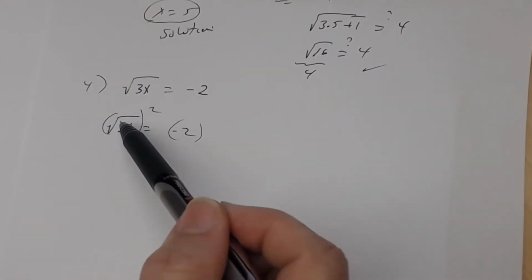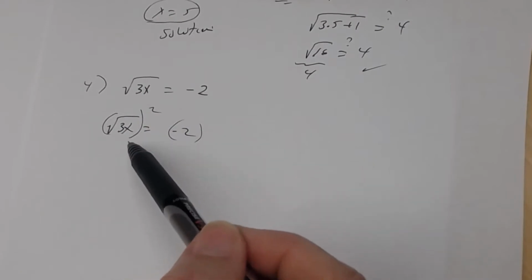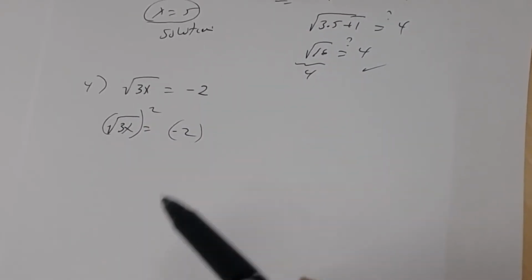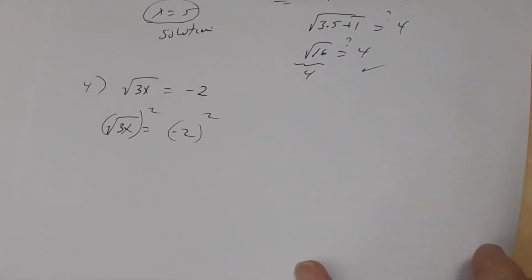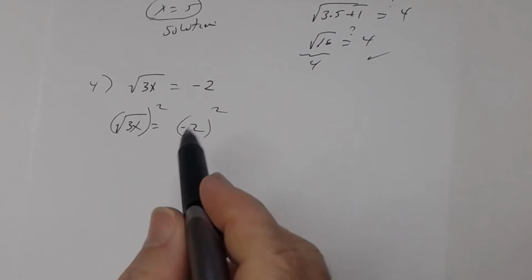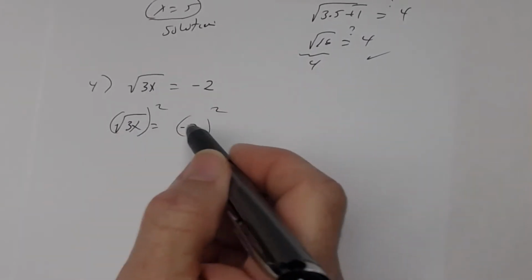So again, notice I enclosed the square root of 3x in parentheses and enclosed -2 in parentheses. And I'm going to square both sides. All right, so be careful. Make sure you're doing this just like this. Okay, now I'm going to simplify each side.